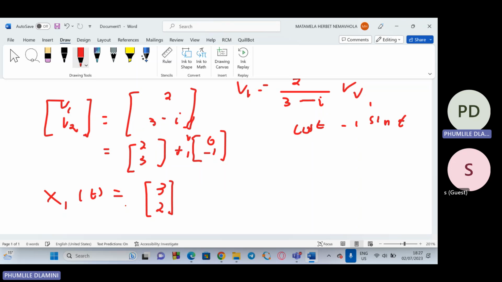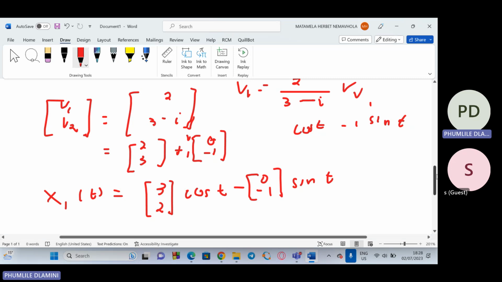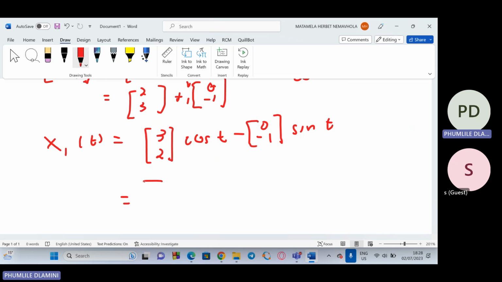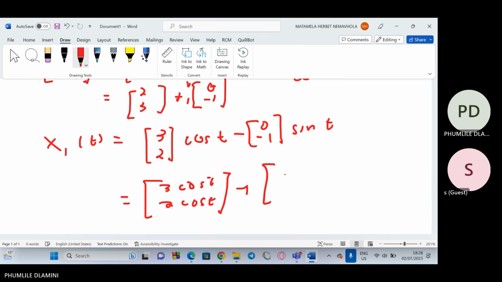So when we write this one, it's going to be 3 over 2 cos t, then minus, where there is I, we got that it was 0 and negative 1. You can put 0 and negative 1, which is of sine t. So when we have done this one, if you try to work it out, you will find that this matrix is going to give you 3 cos t and 2 cos t. Then this is going to be plus 0 of sine t.